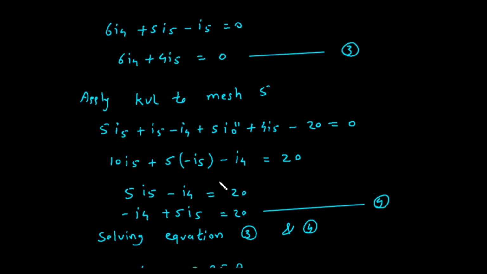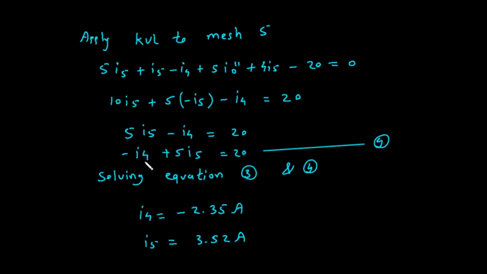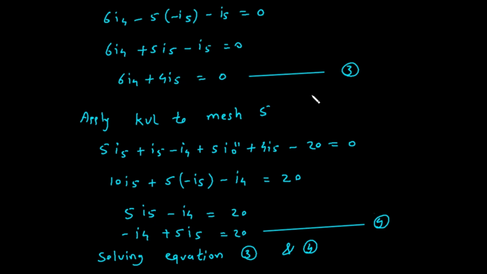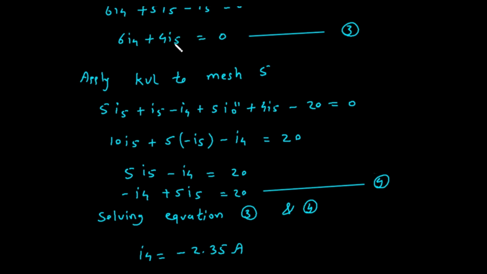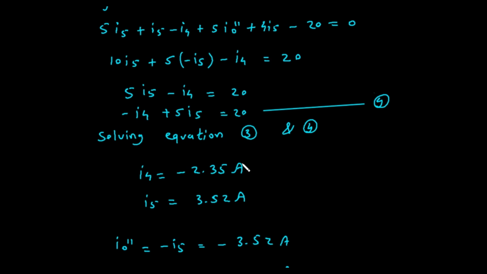Now we solve the system of two equations. Equation 3, 6 I sub 4 plus 4 I sub 5 equals 0. Equation 4, negative I sub 4 plus 5 I sub 5 equals 20. From equation 3, we can write 6 I sub 4 equals negative 4 I sub 5. I sub 4 equals negative 4 divided by 6 times I sub 5, which simplifies to negative 2/3 of I sub 5. Substitute this into equation 4.